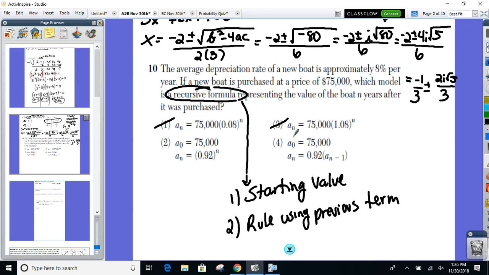Yep. So anybody know, by the way, I said 8%, why they put a 0.92 in there? That's what's left over. Remember, 8% decreasing, that's what's left over. Yep. I don't feel good about myself. Thanks, guys. Anything else?